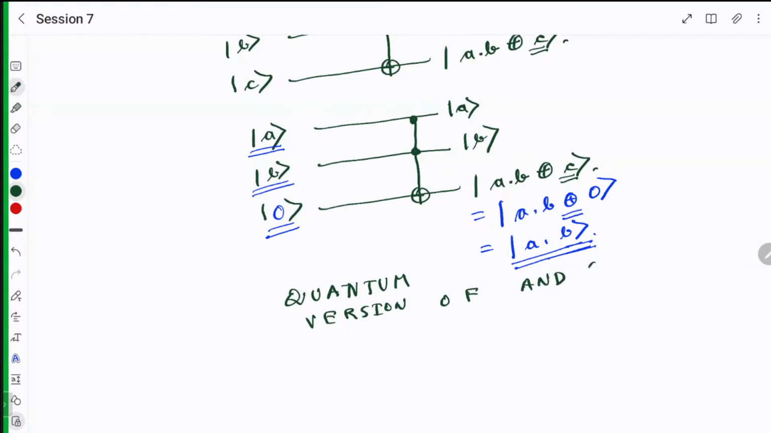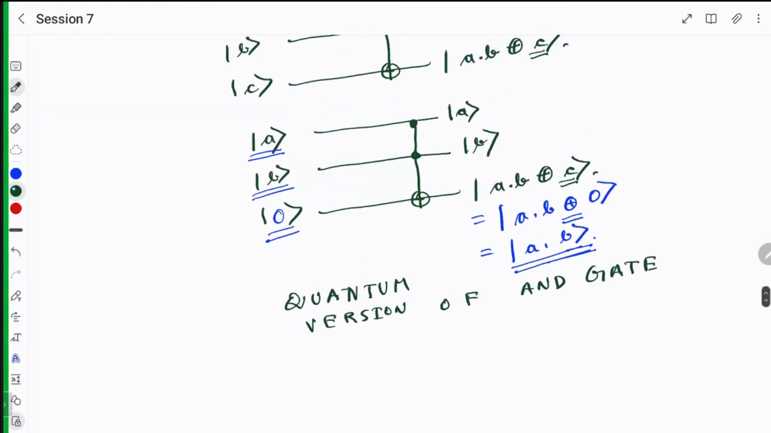Now I have a question for you. In a classical AND gate, how does it look? It has two inputs, A and B, and we get A and B. But here you can see that we are taking three inputs, putting one input to be 0, and then we are able to get A and B.